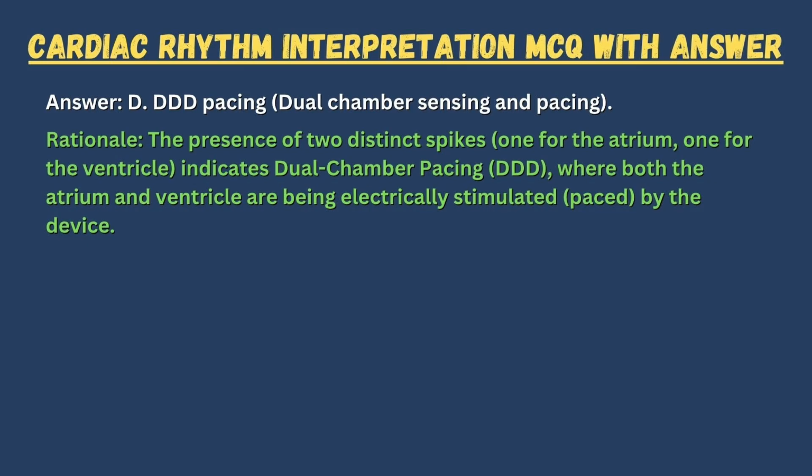Rationale: The presence of two distinct spikes, one for the atrium, one for the ventricle, indicates dual chamber pacing, DDD, where both the atrium and ventricle are being electrically stimulated, paced, by the device.